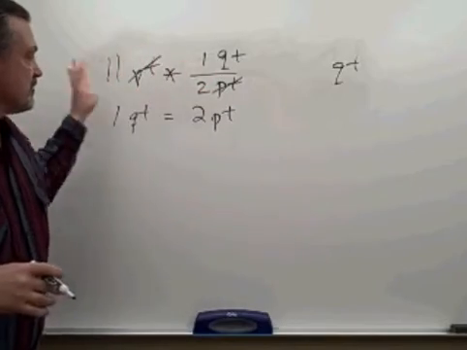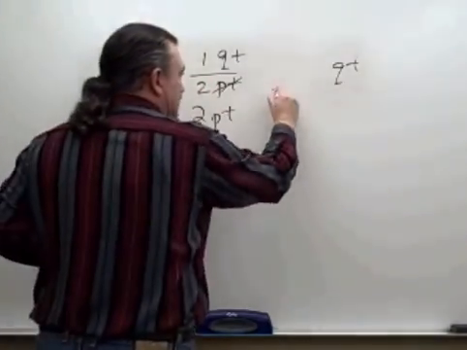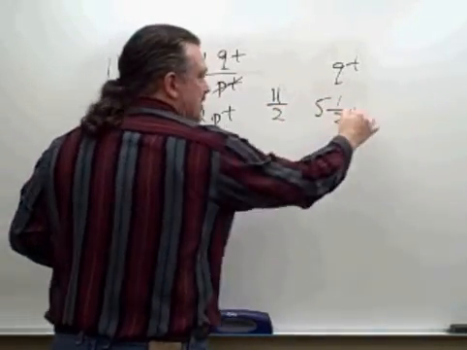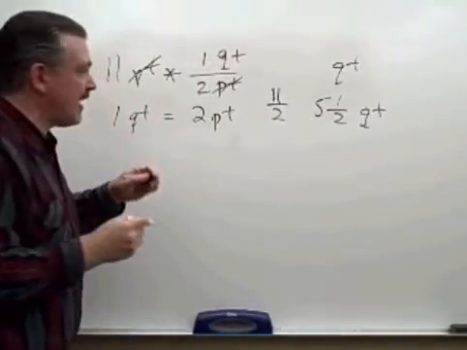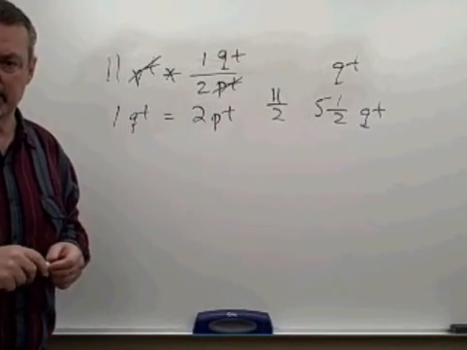And now I can do this arithmetic. 11 times 1/2, that's 11 halves, which is 5 1/2. So 11 pints is equivalent to measuring 5 1/2 quarts of a liquid.